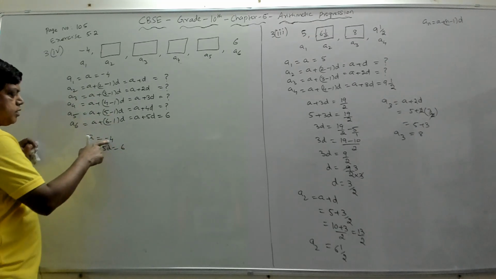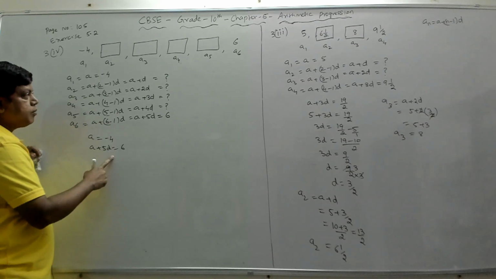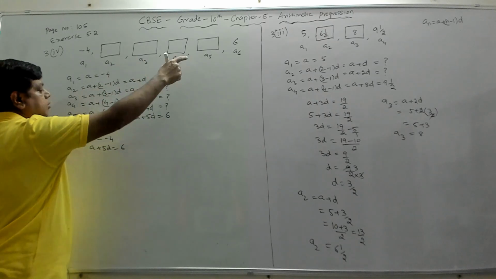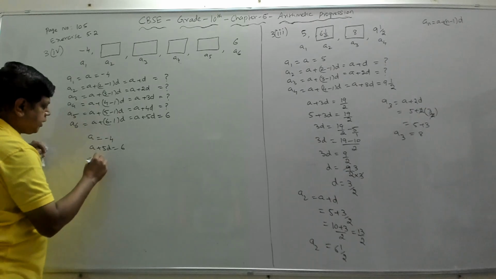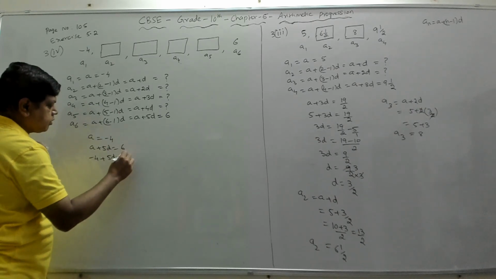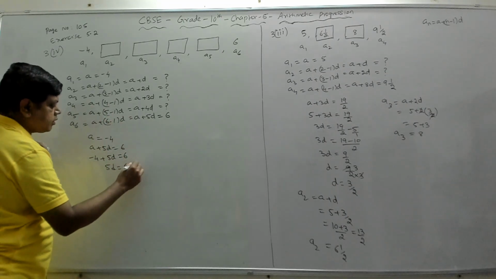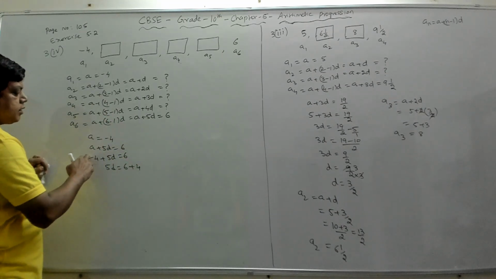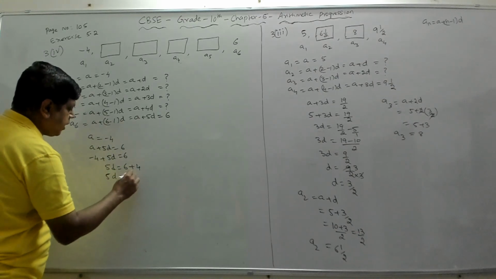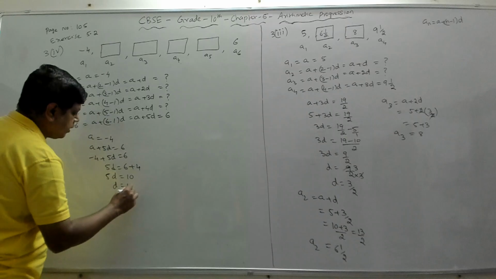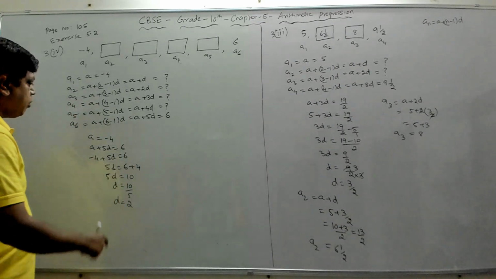Now let's substitute A equal to minus 4 here, and we can find D. Once you find A and D, we can substitute in the rest and find the remaining terms. So if I substitute A equal to minus 4 here, it becomes minus 4 plus 5D equal to 6. Then 5D equal to 6, and this minus 4 goes to the other side, from LHS to RHS, the right hand side, so it becomes plus 4. So you get 10. So your D is 10 by 5, so your D is 2. Now we found A, we found D.